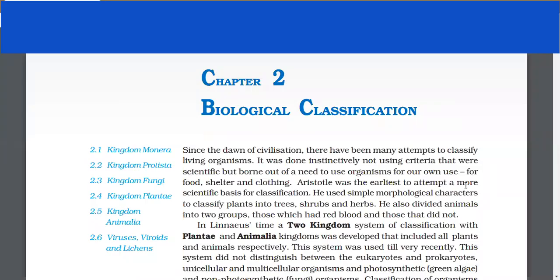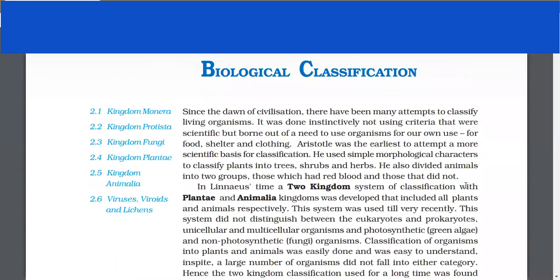Today, I'm going to read Chapter 2, Biological Classification of Class 11, Biology, NCERT. So let's get started. Since the dawn of civilization, there have been many attempts to classify living organisms. It was done instinctively, not using criteria that were scientific, but born out of a need to use organisms for our own use, for food, shelter, and clothing.